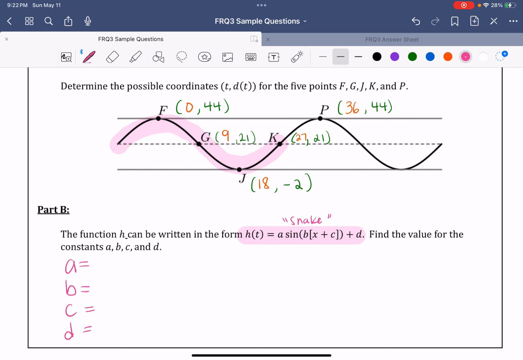So I'm going to work my way bottom up because the D is always the easiest one to find. D is the midline. So if we're looking at those 2 points in the middle, that midline was 21.